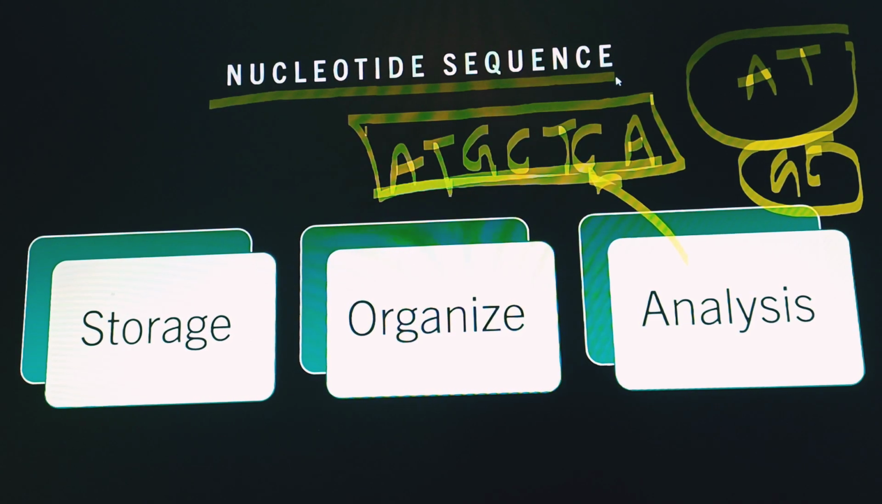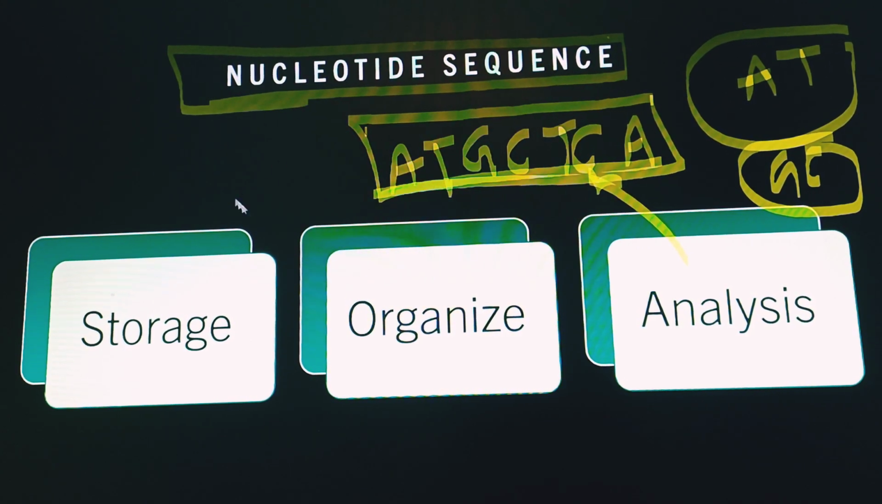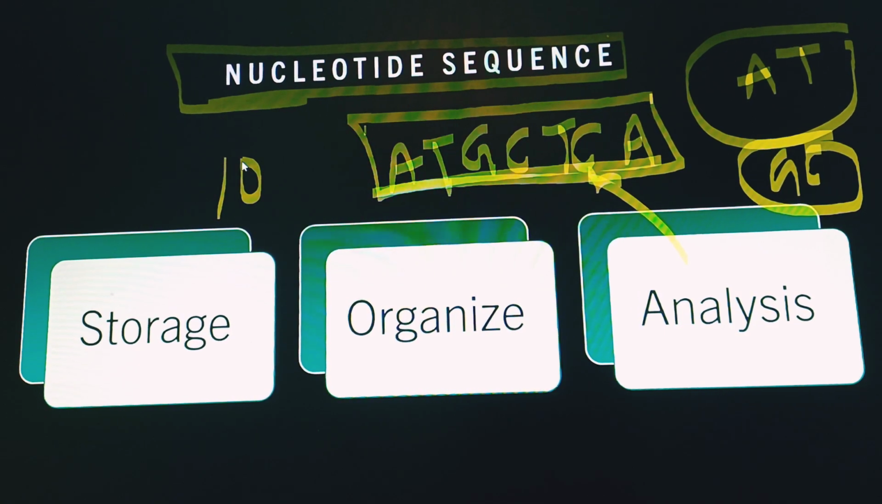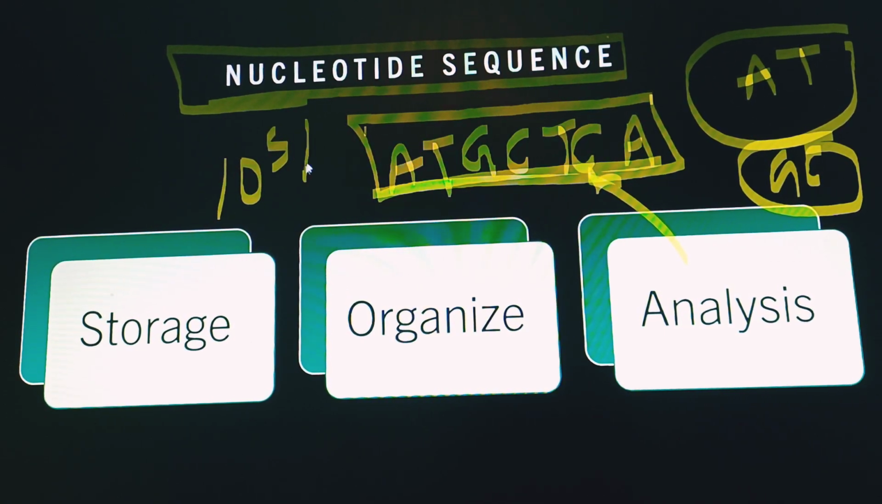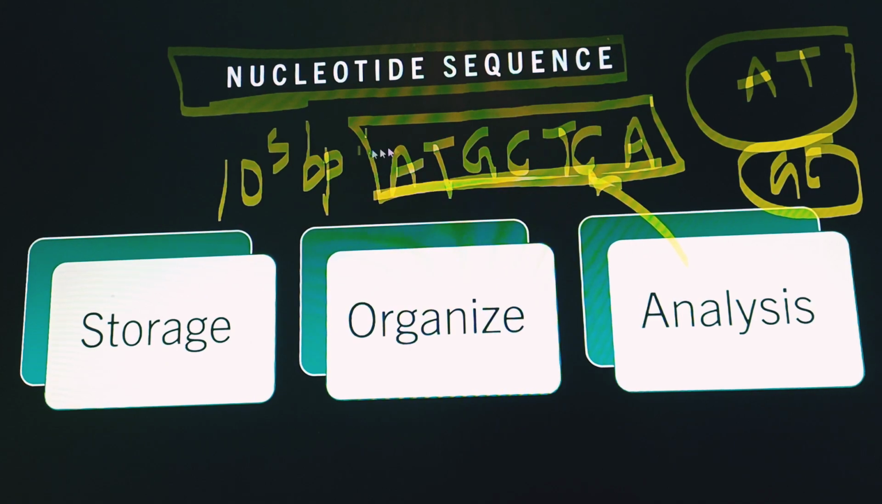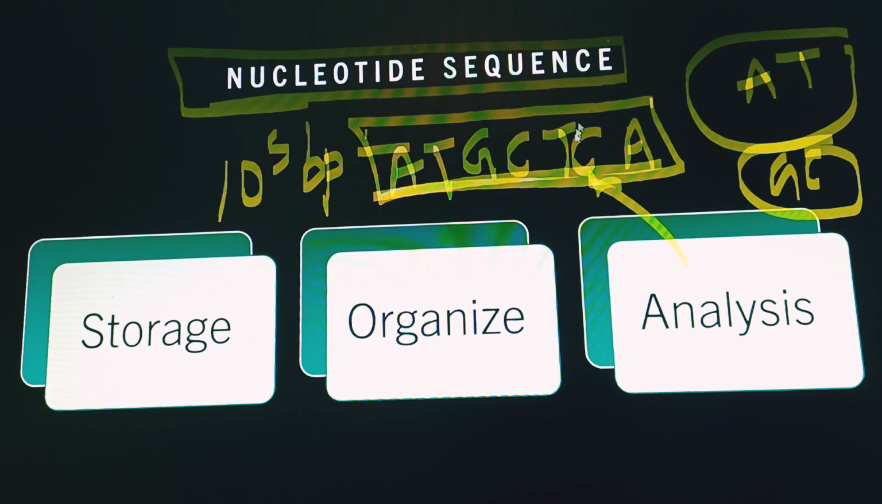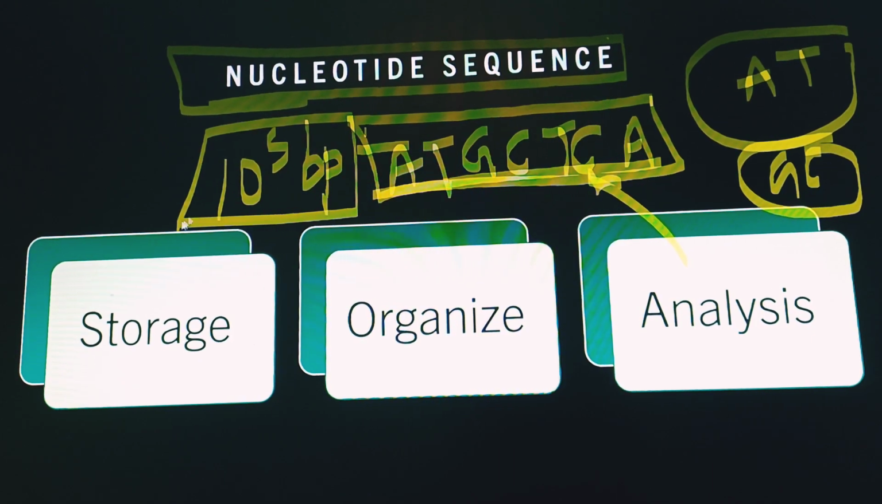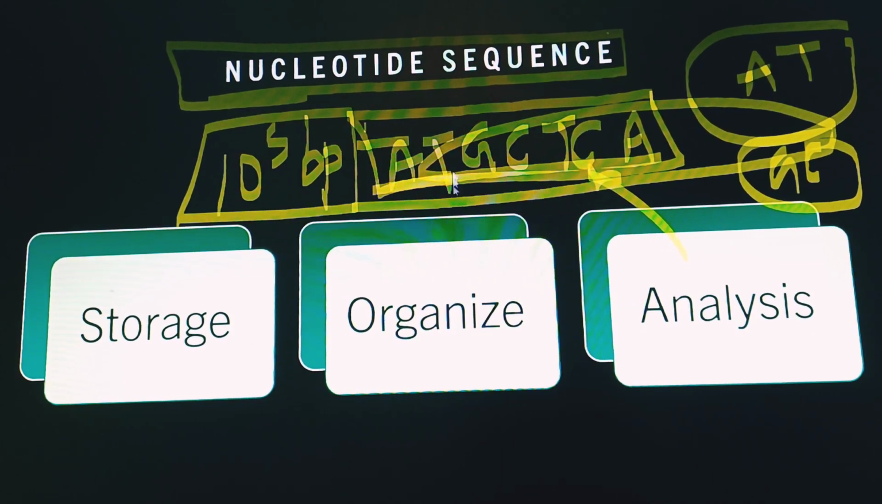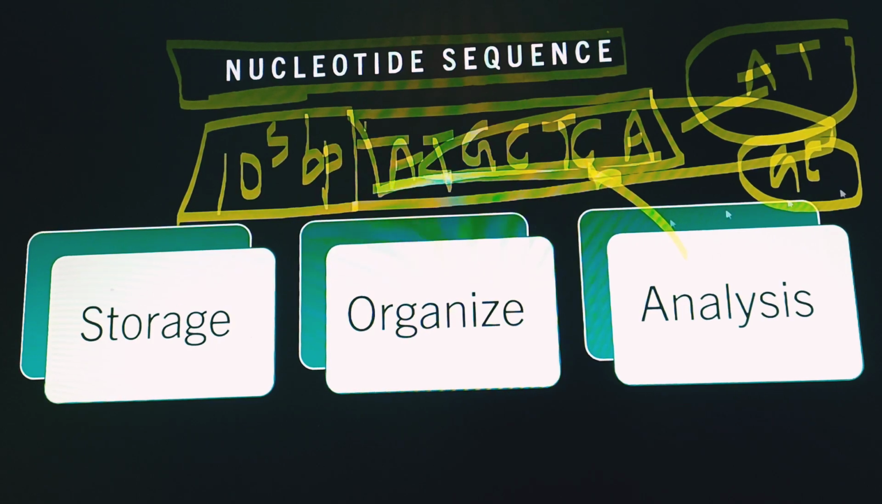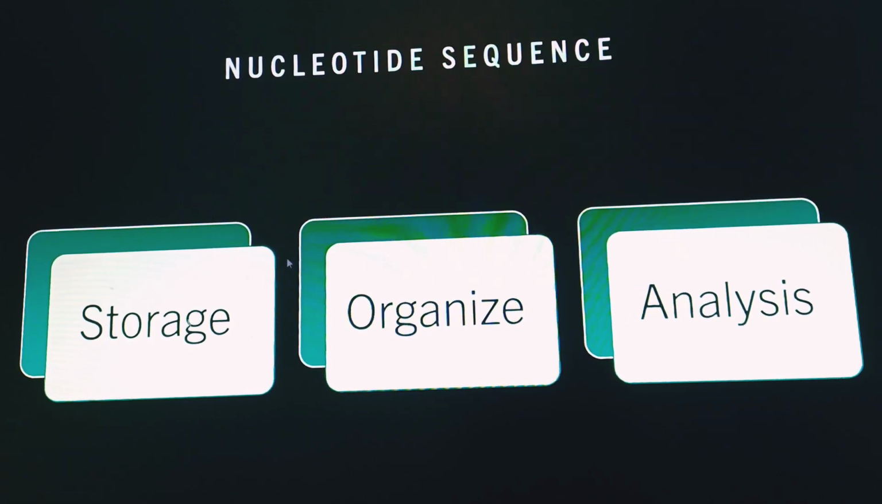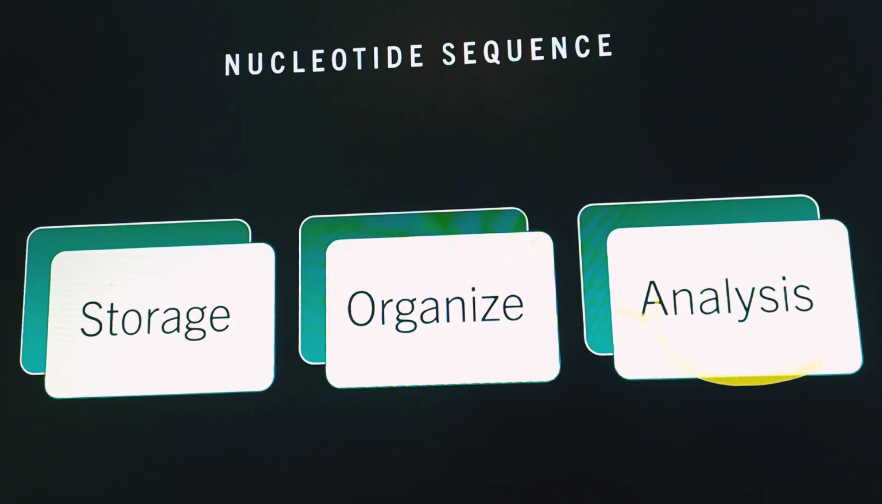When we are talking about real nucleotide sequences, we are talking about maybe 10 raised to the power 5 base pairs, to many more, maybe 10 raised to the power 9 base pairs. For that many base pairs, we cannot manually calculate how much AT or how much GC is present. So for that we require bioinformatics.